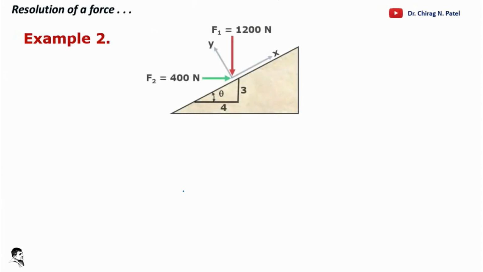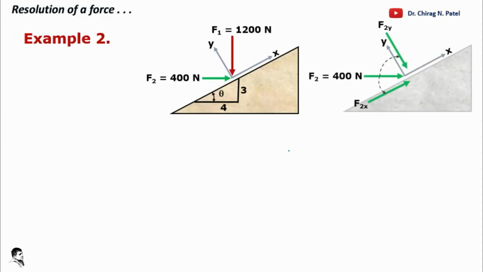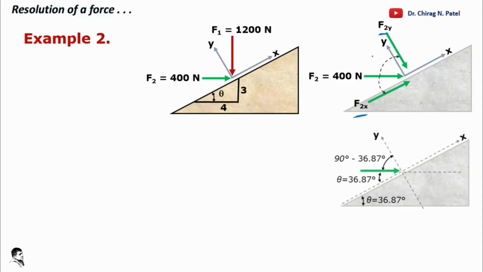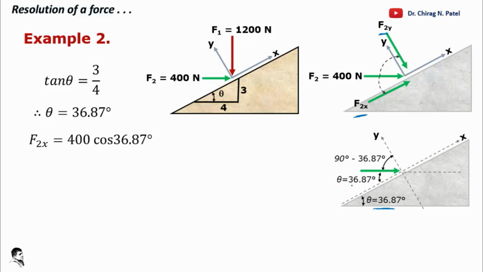Now let us see how to resolve the other force's components. First of all, the parallel one is F2x and the perpendicular is F2y. Again we know this angle, theta is equal to 36.87 degrees. To resolve F2x, we can directly apply cos. So F2x is equal to 400 cos 36.87. So directly in the positive direction, the answer would be 320 Newton.